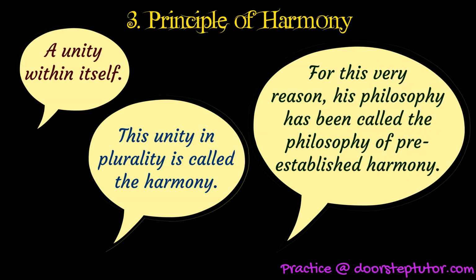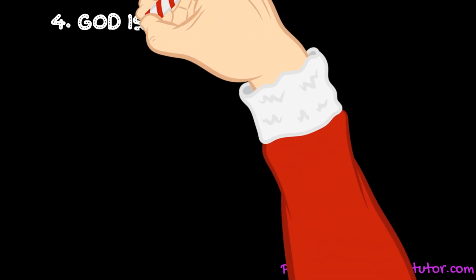The pre-established harmony is a philosophical theory about causation under which every substance affects only itself, but all the substances, both the minds and the bodies in the world, nevertheless seem to be causally interacting with each other because they have been programmed. Now, what does this "they have been programmed" mean? The answer lies in the last principle, that is, God is the creator of the harmony.